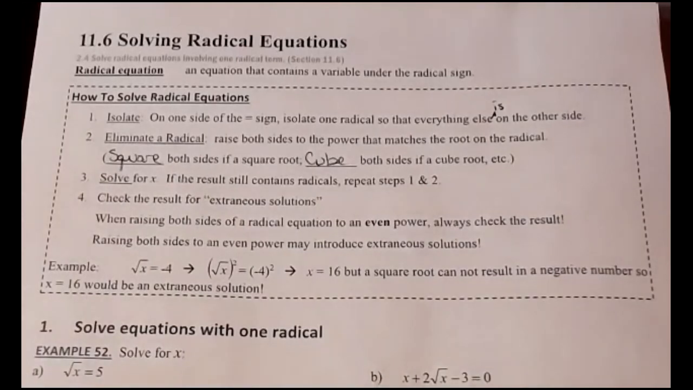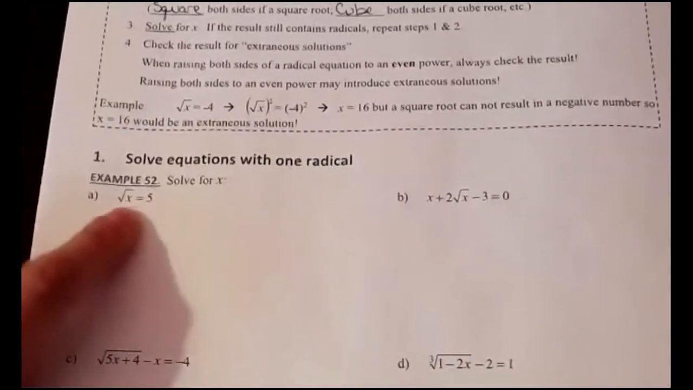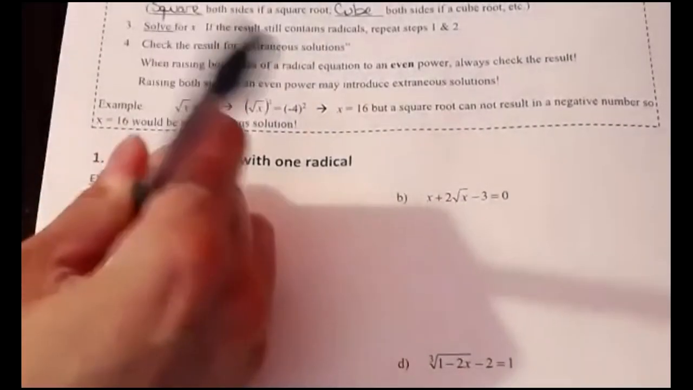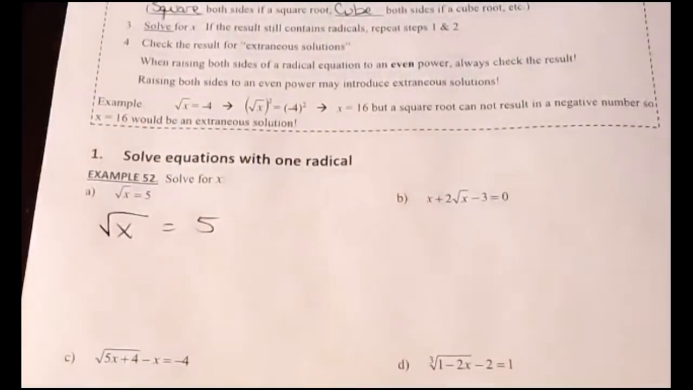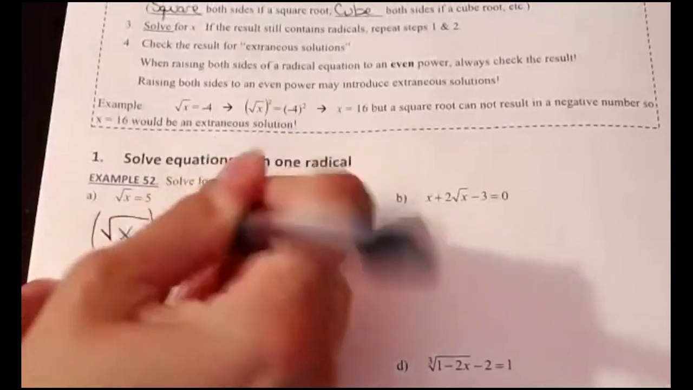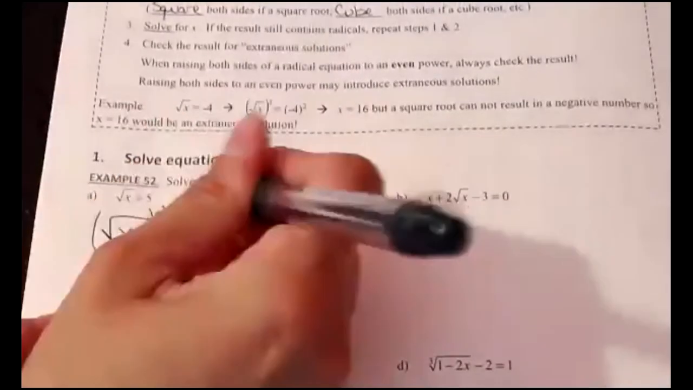Okay, let's check it out. First off, square root of x is equal to 5. This is possible because 5 is positive. So because I want to solve, I have to think to myself, well, what is the opposite of square root? And you know the opposite of square root is square. So take each side of the problem, put it in parentheses, and go ahead and square each side.